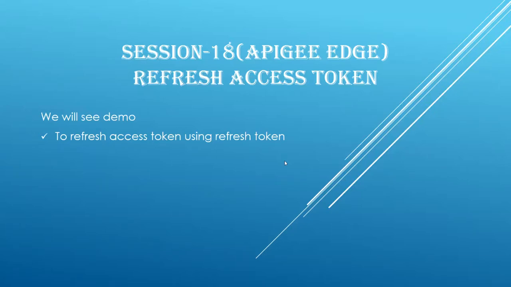Hi, this is session 18 of Apigee Edge course for beginners. In this session, we will see how to refresh an access token, that is, how to get another valid access token by using a refresh token. In our previous session, we discussed the significance of refresh token. In case you haven't watched it, I would recommend you to watch it because you'll get a basic understanding of refresh token and its usage.